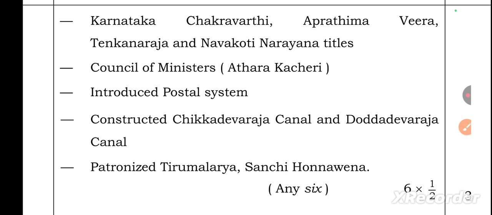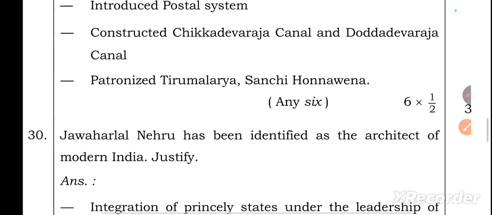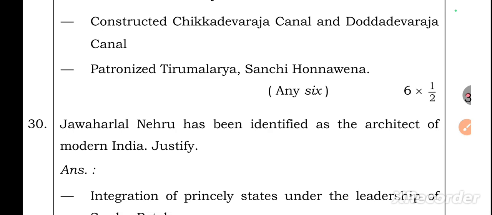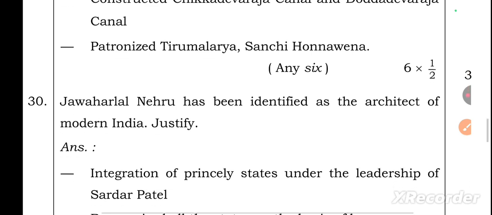Karnataka Chakravarti, Apratima Veera, Tenkana Raja and Navakoti Narayana titles, Council of Ministers Atara Kacheri, introduced postal system, constructed Chikkadevaraja Canal and Doddadevaraja Canal, patronized Tirumalarya and Sanchi Honnamma.